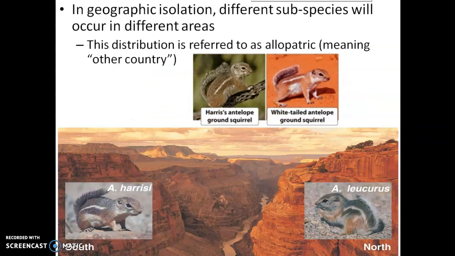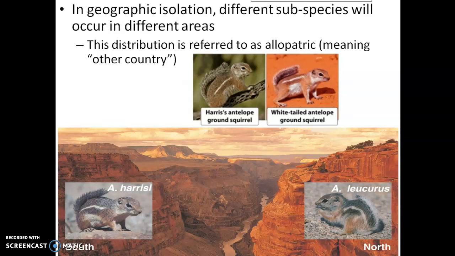Here's an example where they talk about these antelope ground squirrels that live in the Grand Canyon. One lives on the northern rim, the other one lives on the southern rim of the Grand Canyon. They used to be one species, but because of this large canyon, obviously, and between them there's that physical separation, we now have two different species.